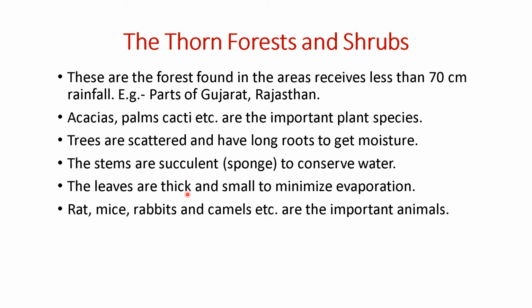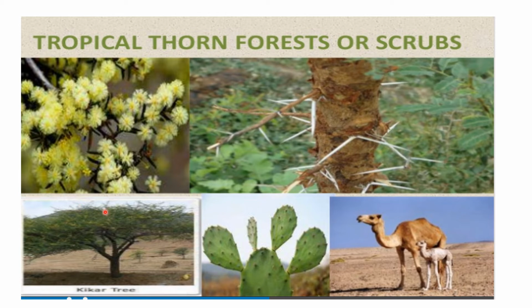The leaves are thick or they have converted themselves into spines to minimize evaporation. Major animals that are found here are rats, mice, rabbits, and camels. These are the trees of the thorn forest and scrub, or you can say desert vegetation. This is the camel, the animal life that is found here.